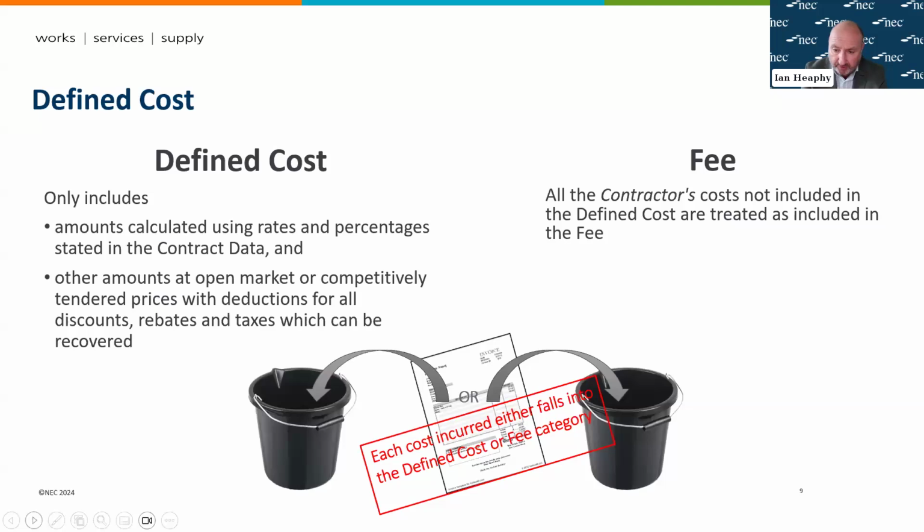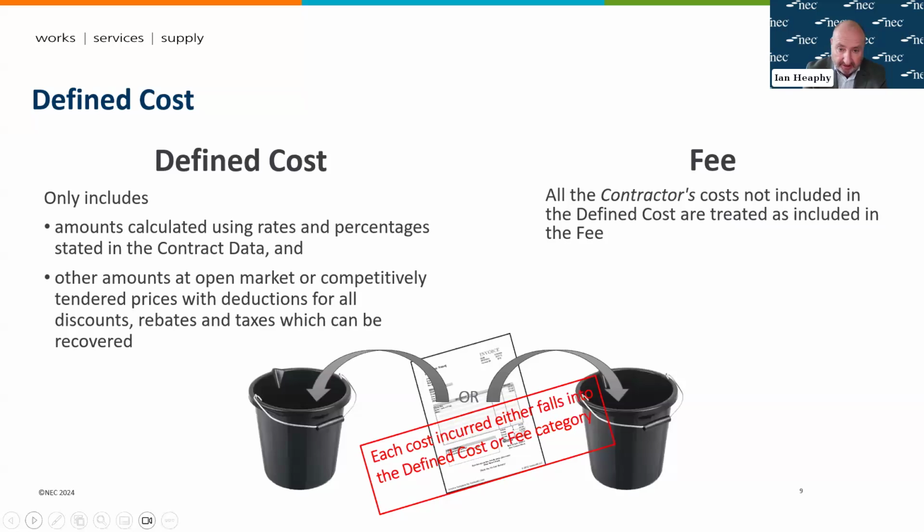Okay, another thing to be aware of when it comes to defined cost and fee under the NEC contracts is that we don't actually define what's in the fee. The fee has to cover for any costs that the contractor does not recover under the definition of defined cost. So hopefully we'll avoid any arguments over, is this cost in the fee or is it in defined cost? Because if it's not within defined cost, if it can't be identified within the relevant schedule of cost components, it is deemed to be covered by the fee.